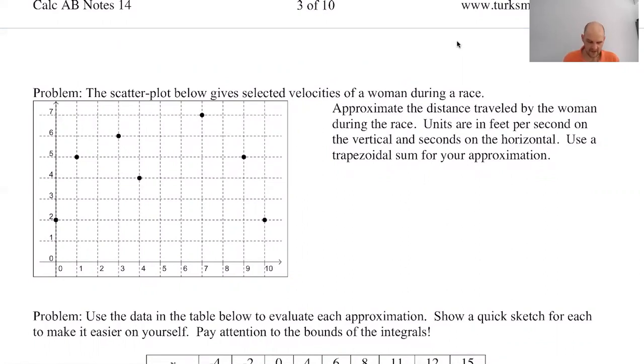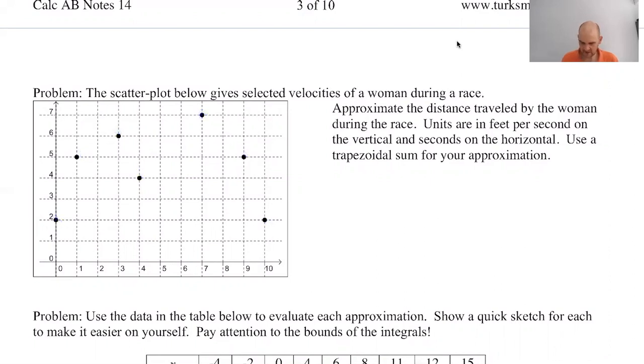Let's see if we can do this. The scatter plot below gives selected velocities of a woman during a race. I remember when I first wrote these notes, I just wasn't feeling it when I was writing this problem, and I was just like, a woman runs a race. Her speed in some units are shown below, and I thought, all right, I've got to go back and fix that. So I did. Scatter plot. All right, velocities during a race, and you can see them.